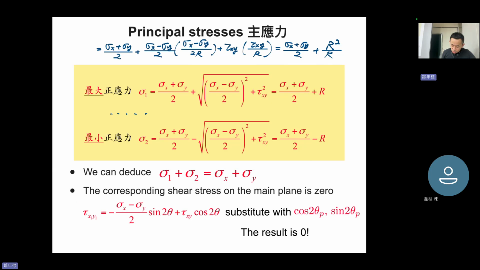And also the corresponding shear stress on the principal plane. If we substitute the two solutions from the previous page into tau x1y1, you will get 0. Okay, so in the principal stress direction, you don't need to consider any shear stress, because all the stress has contributed to the normal stress, the principal stress.